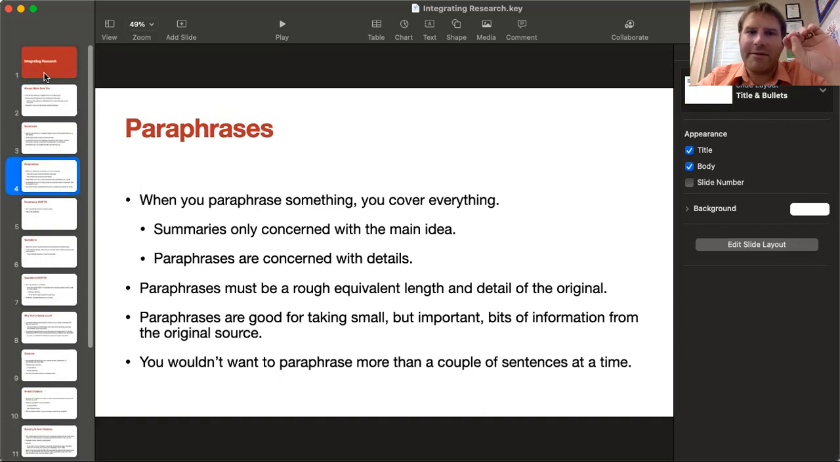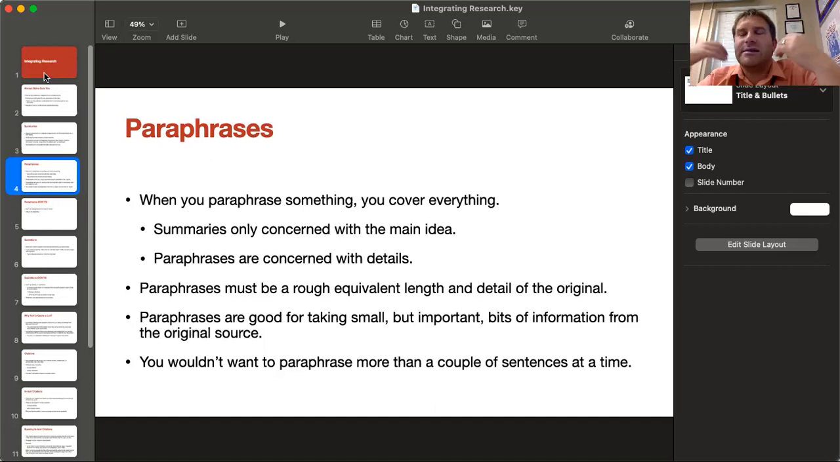Paraphrases. When you paraphrase something, you cover everything. Summaries are only concerned with the main idea. Paraphrases are concerned with the details. Paraphrases must be a rough equivalent length and detail to the original. Paraphrases are good for taking small but important bits of information from the original source. You wouldn't want to paraphrase more than a couple sentences at a time.